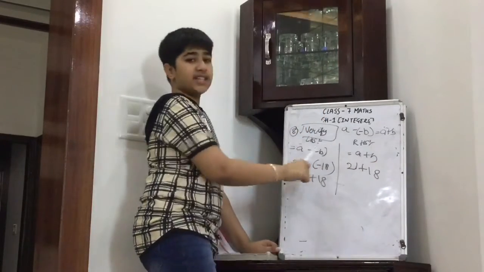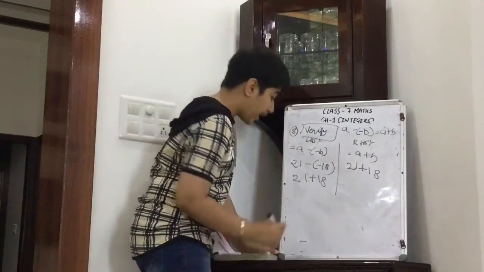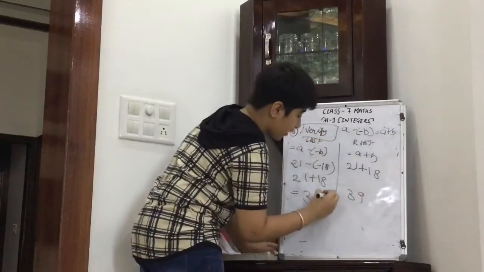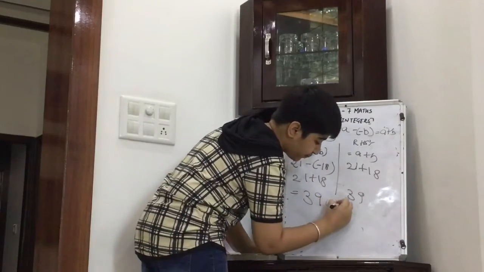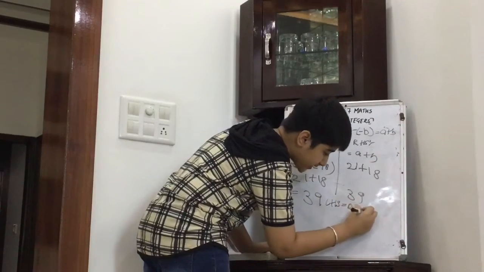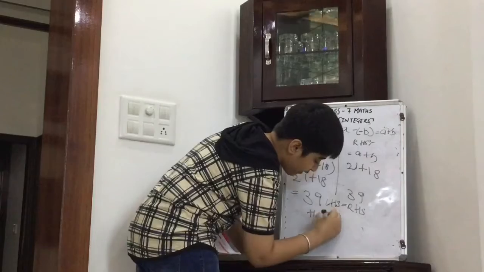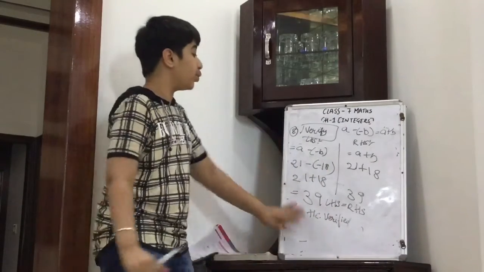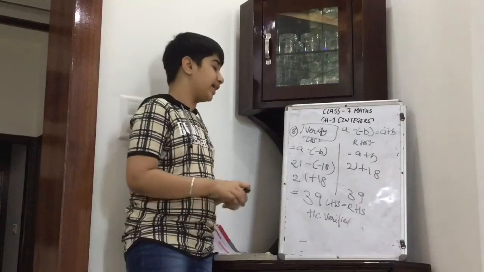21 plus 18. Why? Because minus and minus when multiplied become plus. 39. So we can say as LHS is equal to RHS, hence verified. And very simply we can do it. Actually, what is the concept they are telling us?